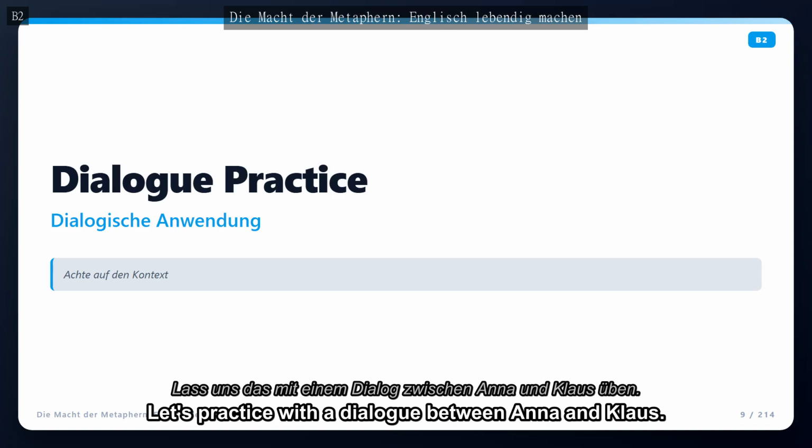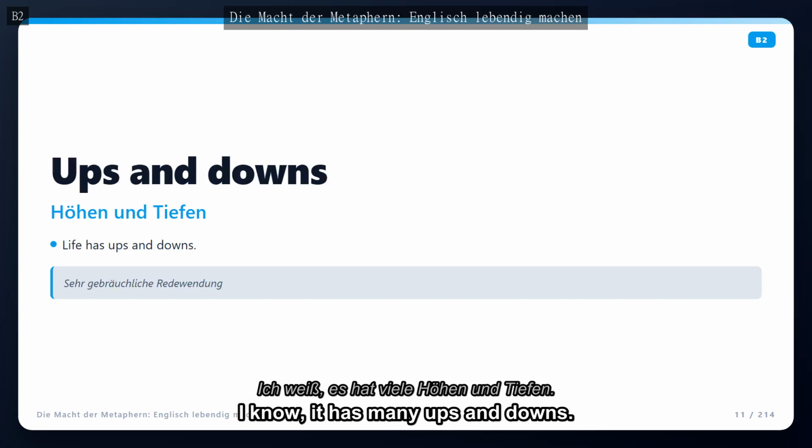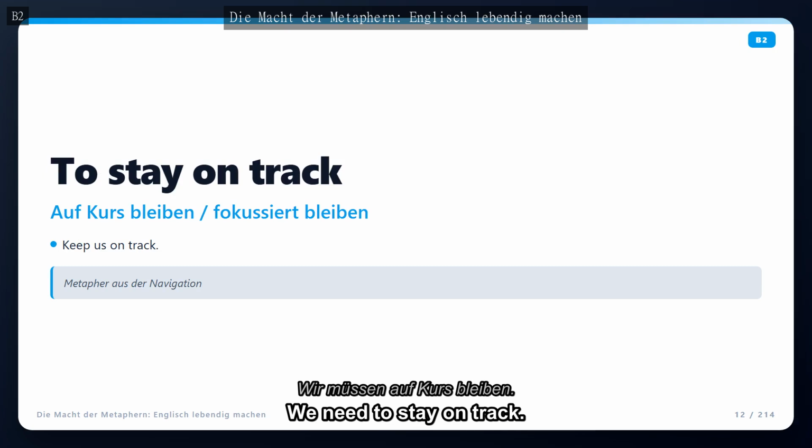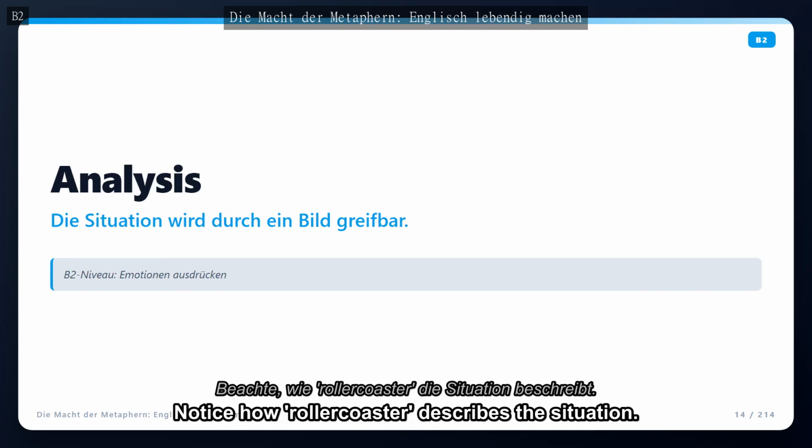Let's practice with a dialogue between Anna and Klaus. Klaus, this project is a roller coaster. I know, it has many ups and downs. We need to stay on track. Don't worry, we will find a way. Notice how roller coaster describes the situation.